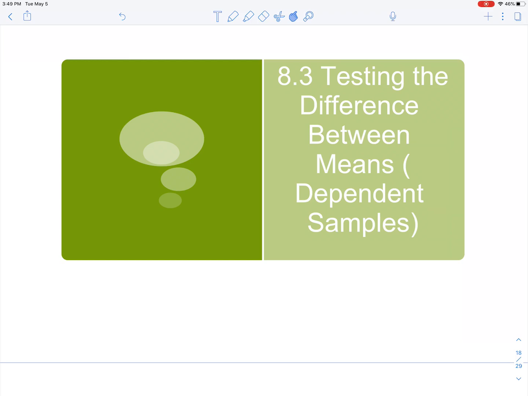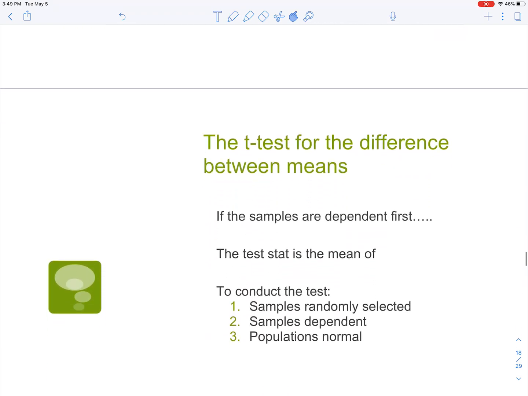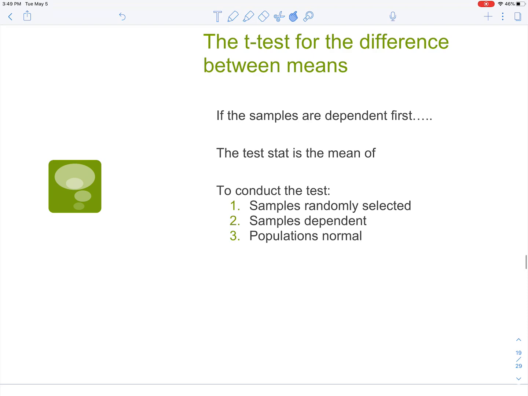This is 8.3, testing the difference between means for dependent samples. In 8.1 and 8.2, we had independent samples, meaning they could not be paired or matched. Now we're going to be dealing with samples that are dependent. We're going to be using the t-test as opposed to the z before. So, the t-test for the difference between means.